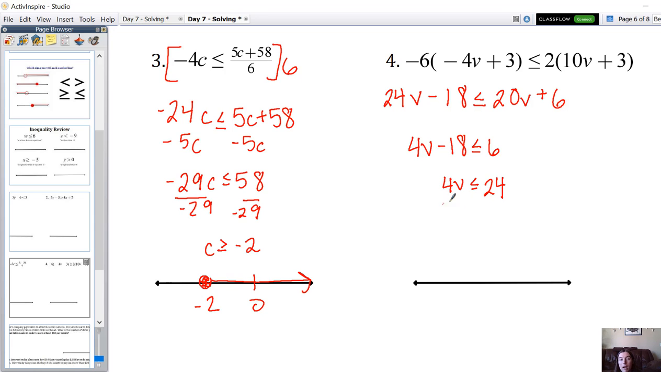And then we can divide by positive 4. When we're dividing by a positive, that sign is not going to switch. It's only when it's negative. So when we divide by 4, we get v is less than or equal to 6.